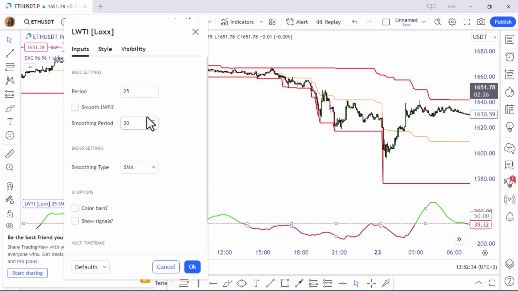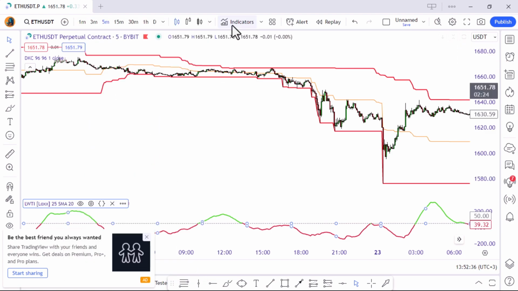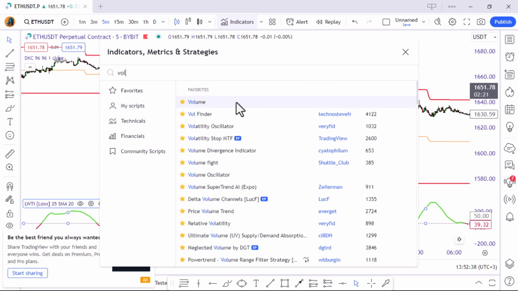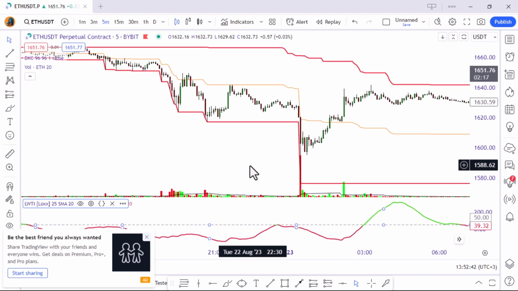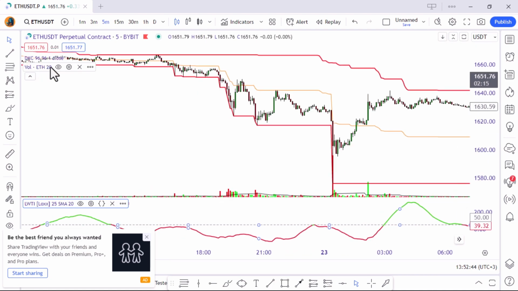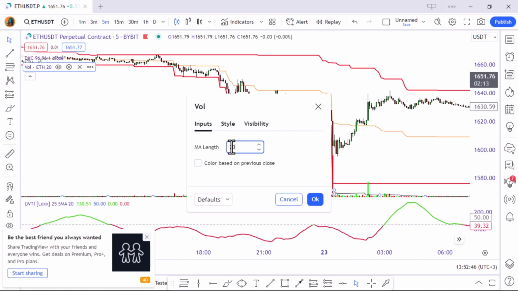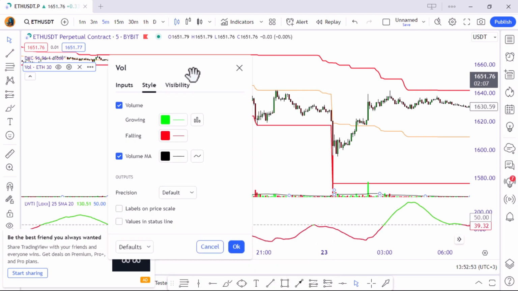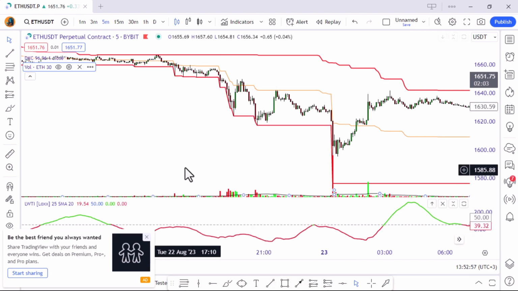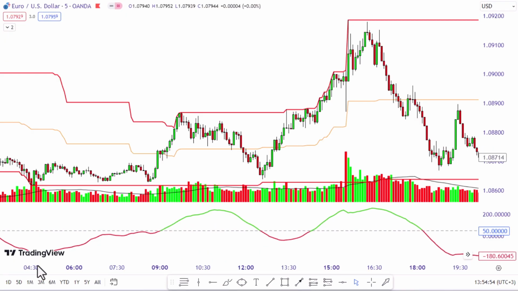Now, for a dash of simplicity, add a humble volume indicator to the mix. I know it's not the flashiest tool in the shed, but trust me, it's a game changer. Open up the settings, add the MA length to 30, and head over to the Style tab, tick that box for volume moving average, and paint it to your own taste. This bad boy is gonna help us separate the men from the boys. Those with real market momentum from the ones just trying to fake it.